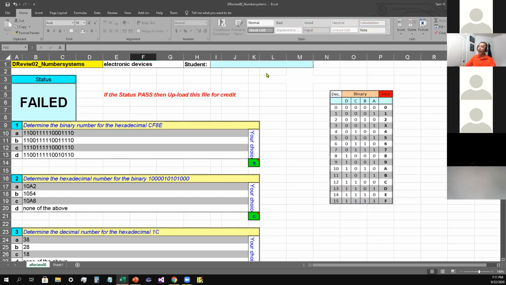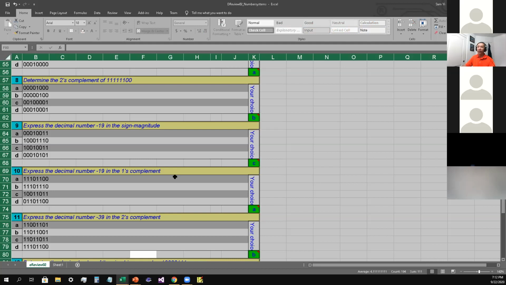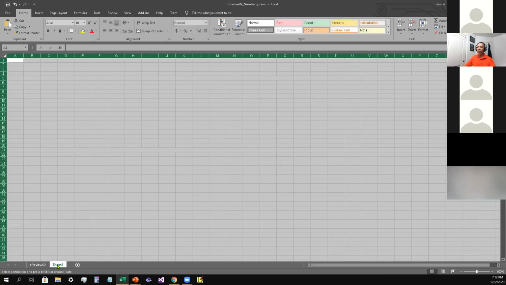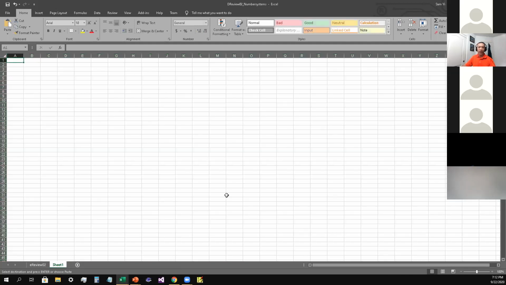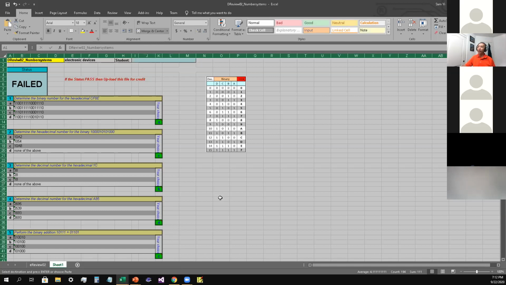So that's how you check your assignment. Download it, and once you complete the assignment and you don't know which one failed, you can use Control A here too. Control A will highlight the whole thing, then Control C. After that you go to the next sheet and press Control V. That works too, and now it pastes exactly what you just copied.